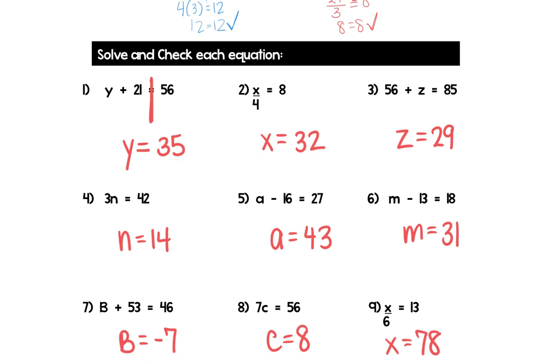Here are the answers for these equations. If you have any questions, make sure to ask me.